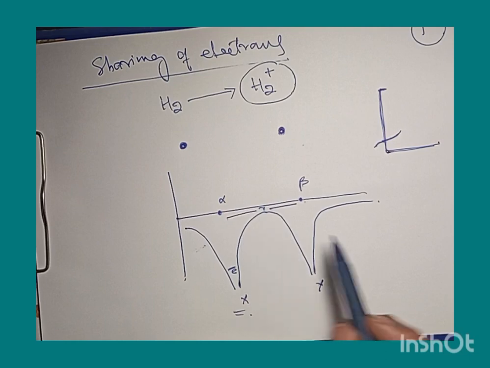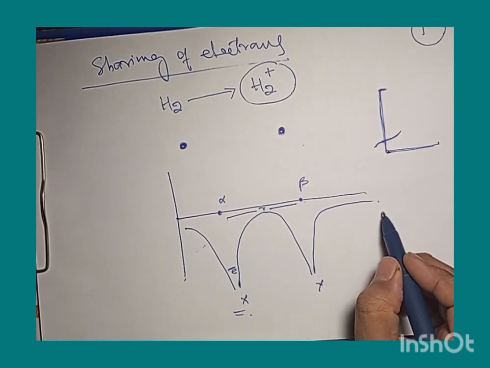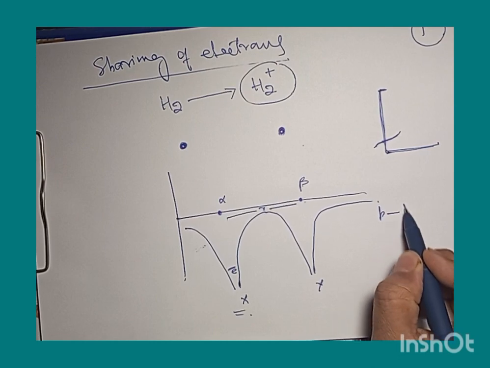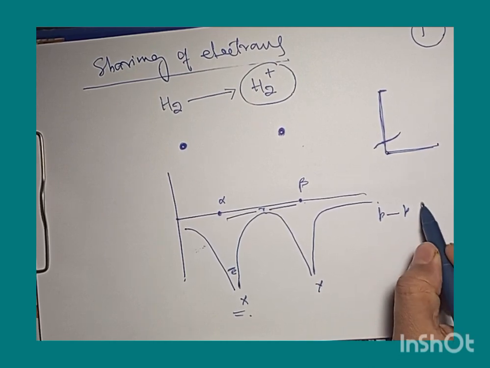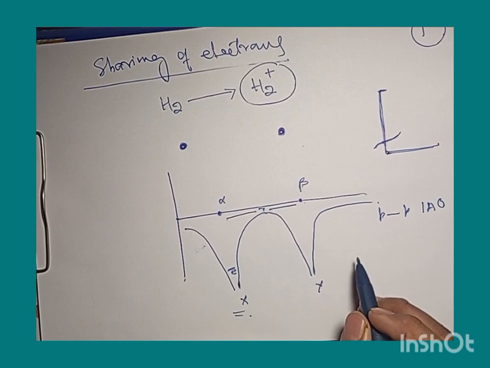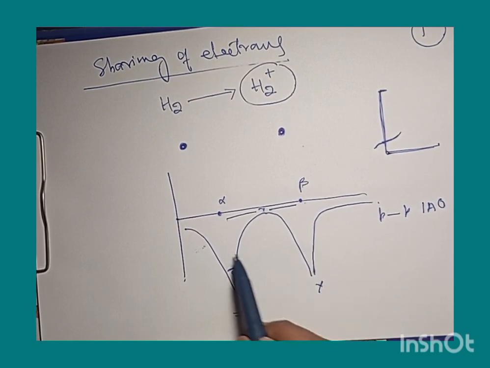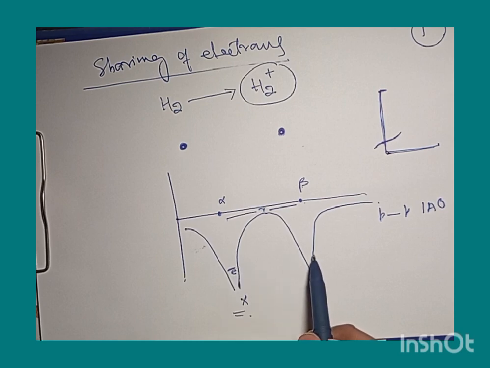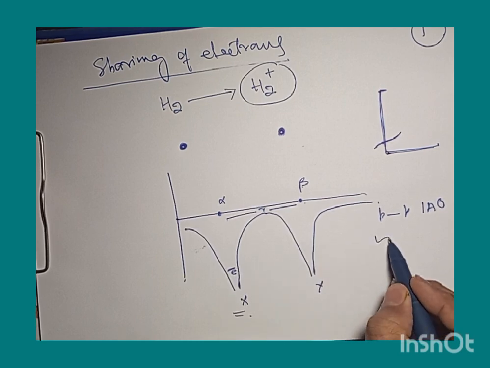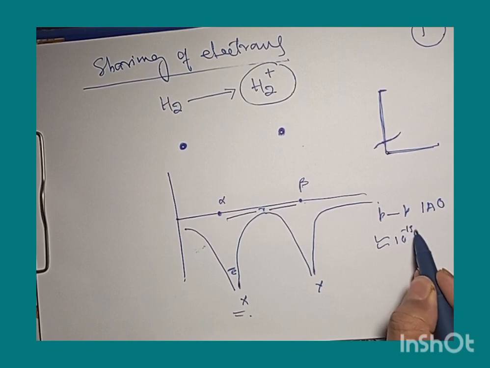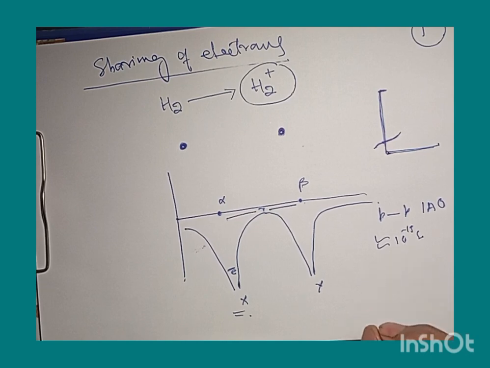Now, if the proton-proton distance is nearly 1 angstrom, the electron may be regarded as going from one proton to the other proton in a time of the order of 10 to the power of minus 15 seconds. So we can understand how fast. And we can legally consider such an electron as being shared by both the protons.